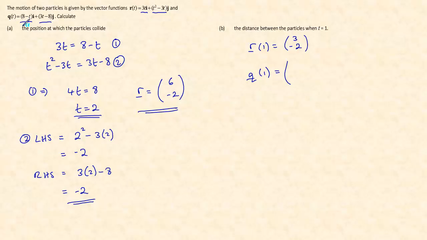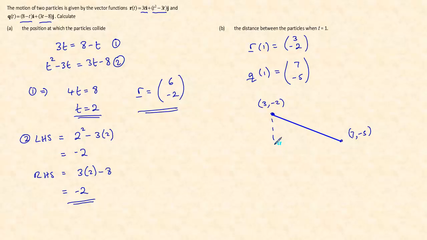so that's 8 take away 1 is 7, and 3 take away 8 is negative 5. So one point is at 3, negative 2. The other one is at 7, negative 5. And the distance between them would be this straight line here.